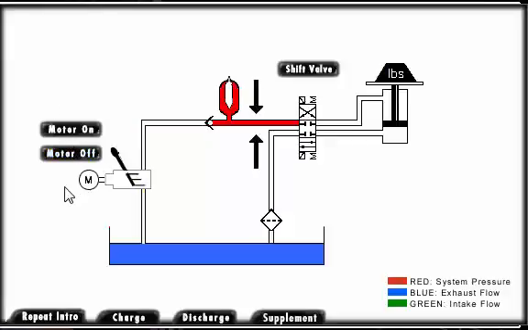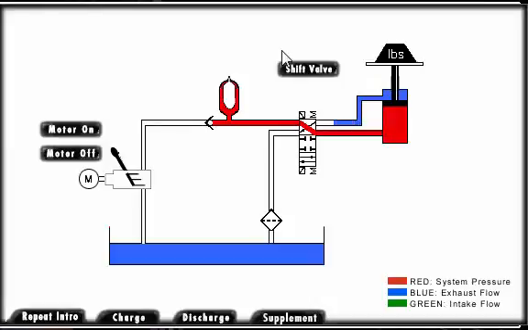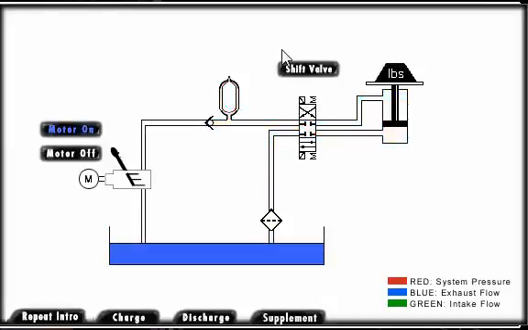Notice how the fluid is stored within the system. When the valve is shifted, the stored energy will be released. In certain situations, additional flow may be needed. An accumulator can be used to supplement flow rate of the pump. Click the Motor On button to charge the accumulator.